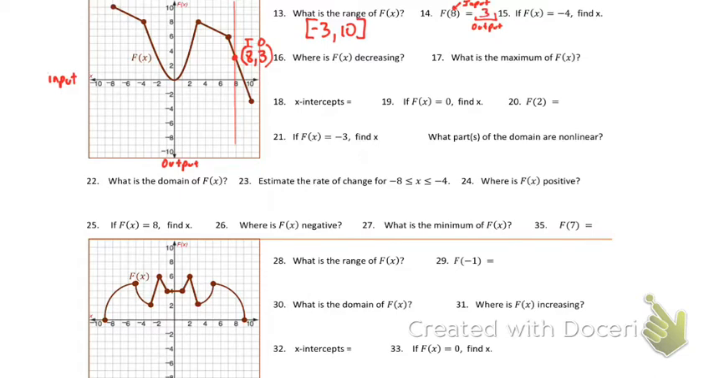All right, now number 15, we're going to do the opposite. We're going to look for the output and try to find the input. Okay, so we want the output of -4. So let's see, output of -4. So we're going to the output line, and we're looking for -4. Here it is, and we're going to draw a line through -4.